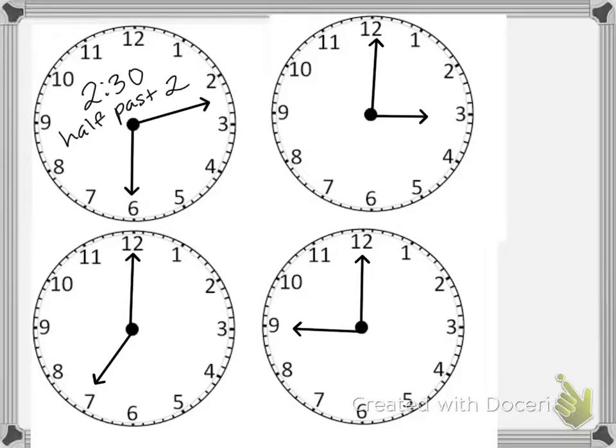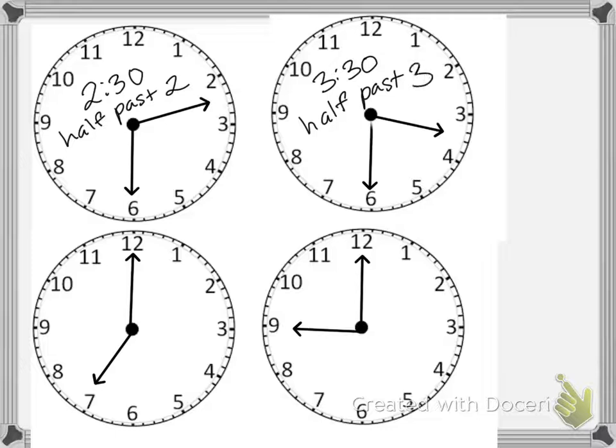All right, so let's do half past 3 o'clock. The minute hand moves to the 6, goes from the 12 around to the 6, and my hour hand moves from the 3 to in between the 3 and the 4. So this is 3:30 or half past 3.